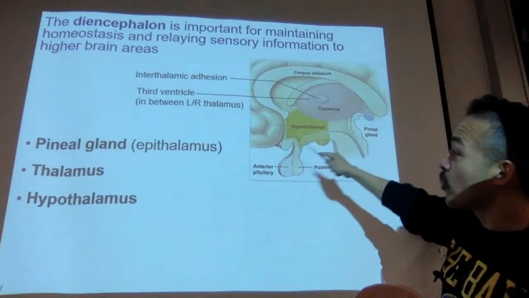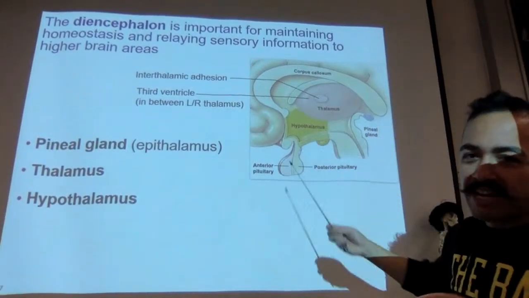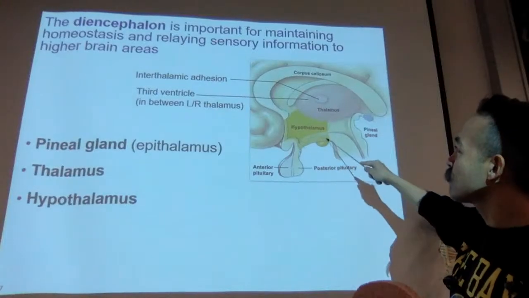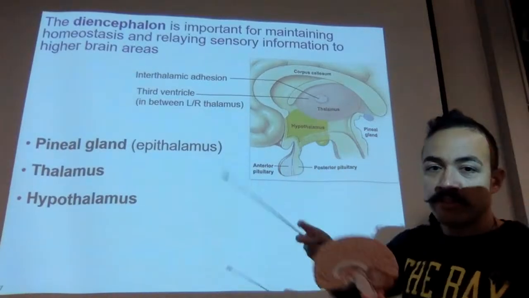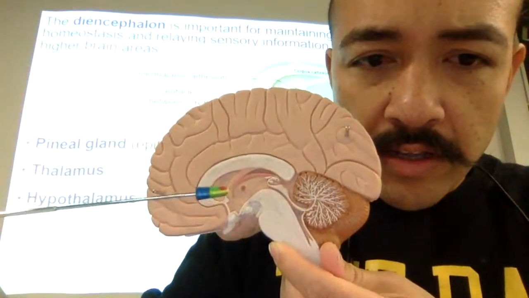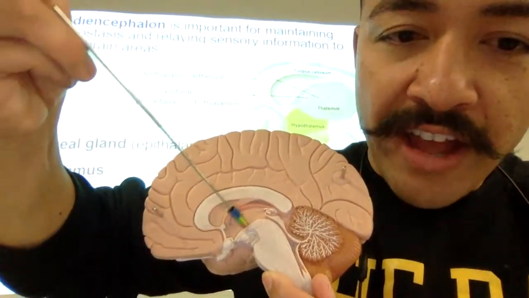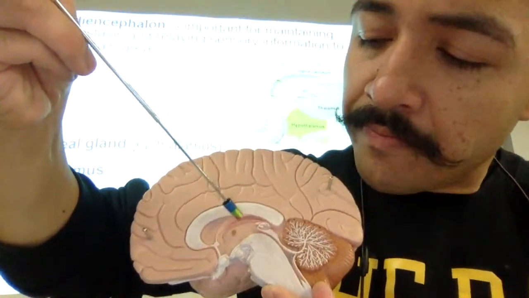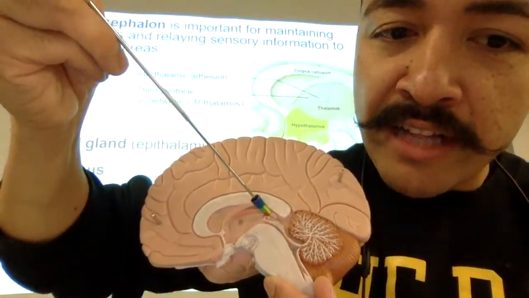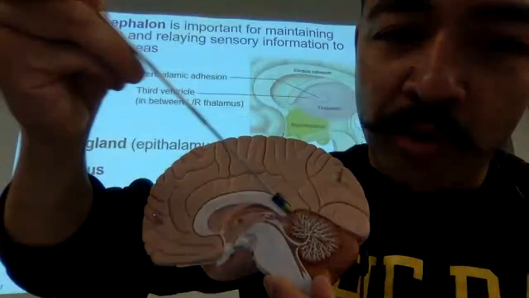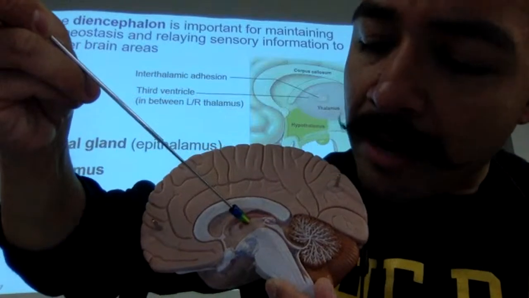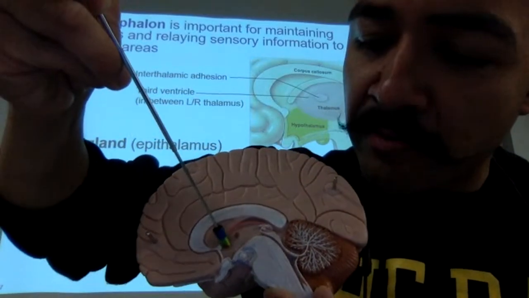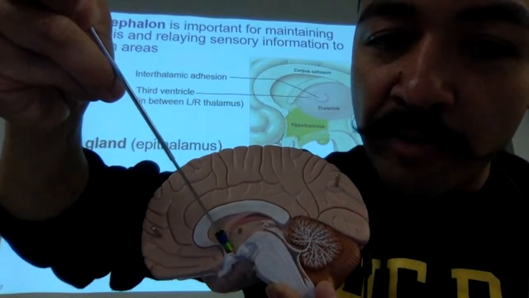Hypothalamus, hypo means below, it's below the thalamus. Not very creative, but yeah. Hypothalamus, below the thalamus, it's this region here, hypothalamus. Thalamus is in this area, surrounding the third ventricle. Pineal gland is more posterior, towards the cerebellum. Hypothalamus is this nook right here. This brain tissue is hypothalamus.